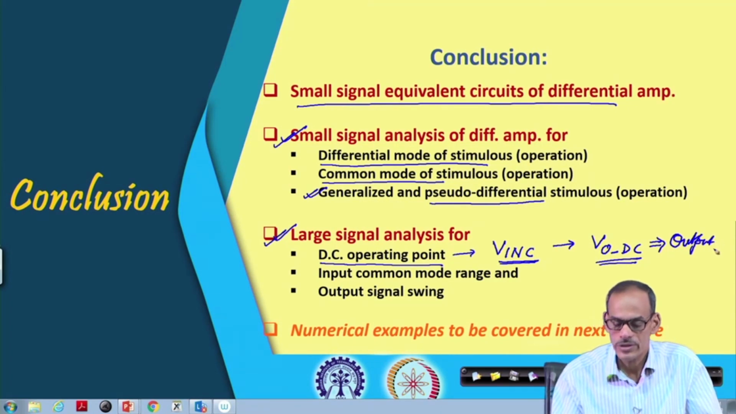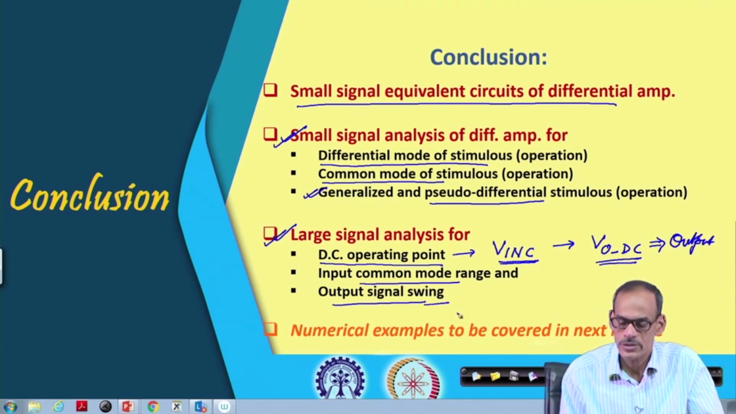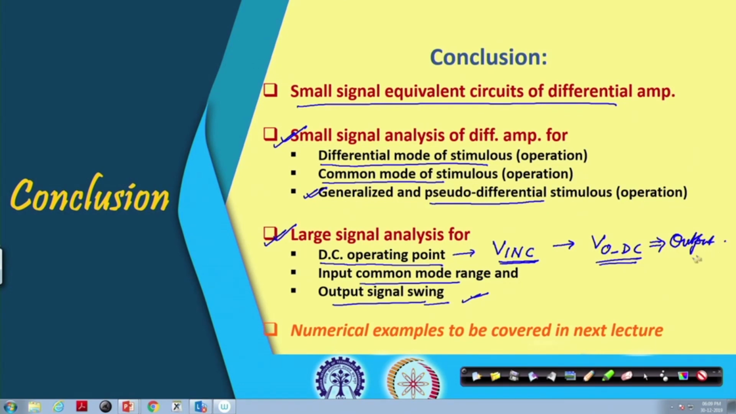We did not get a chance to elaborate on these 2 topics, particularly input common mode range and output swing, because it may be difficult to appreciate without any numerical values. Whenever we talk about numerical examples, we shall further elaborate on these parameters, and so our next discussion will be numerical examples on differential amplifier, which will be covered in the next lecture.